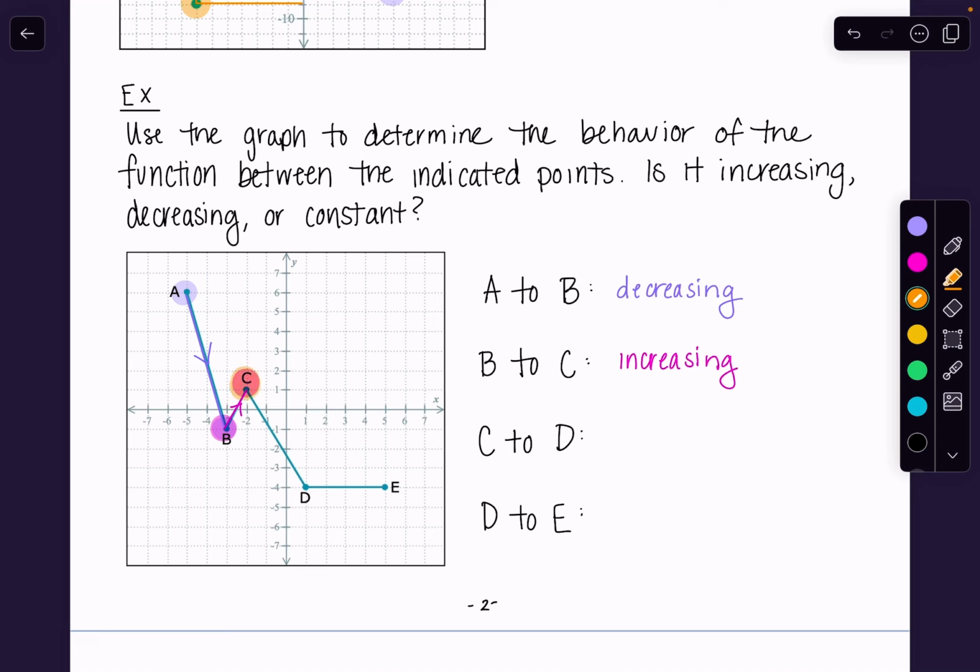And then moving from C to D, if I trace the graph between those from left to right, it's falling. So again, this is decreasing on this interval. And then last but not least, from D to E, if you notice absolutely nothing is happening, you are staying constant between these points because it is level. Okay. So the vocab means exactly what it does in our normal English in terms of our graph.